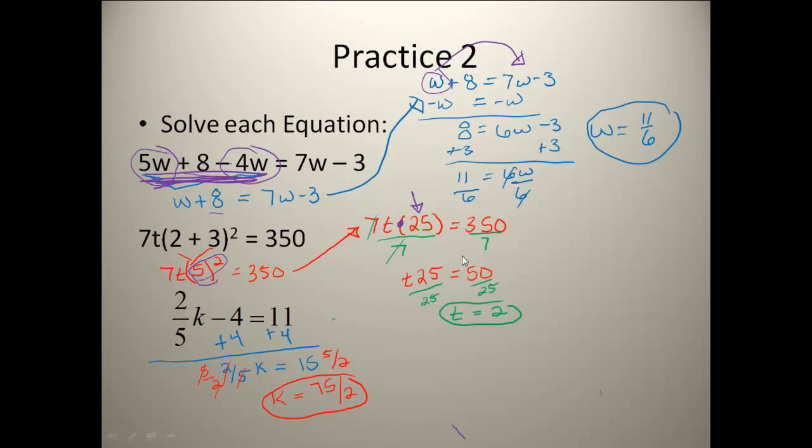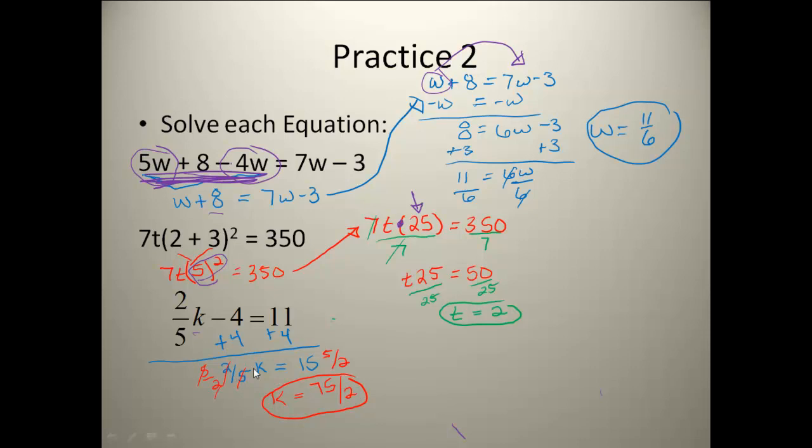Now I can start undoing my operations. I divided by 7 first. You could have divided by 25 first. That doesn't matter. And ended up with t times 25 equals 50. Divide both sides by 25 and you get t equals 2. And this last one, I didn't have to move any variables because there was only one in one spot. Added 4 to both sides. So I was left with, right here in this light blue, 2/5 k is equal to 15.